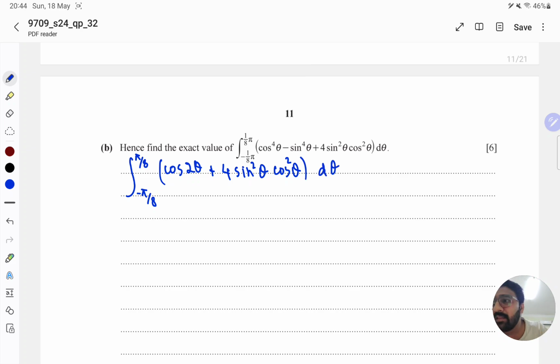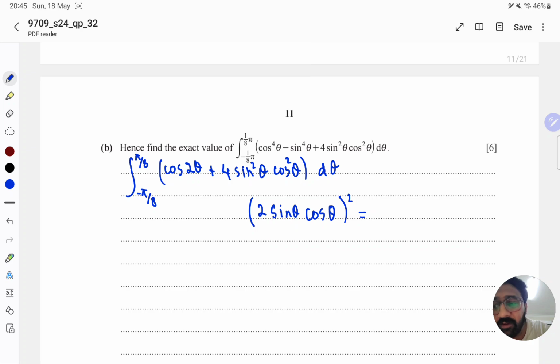Now this is basically we have 4 sine square theta cos square theta. We can make it a whole complete identity, like 2 sine theta cos theta whole square.